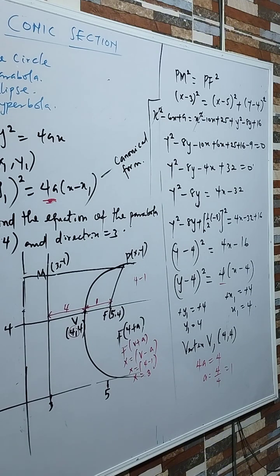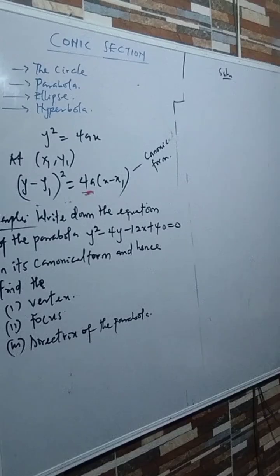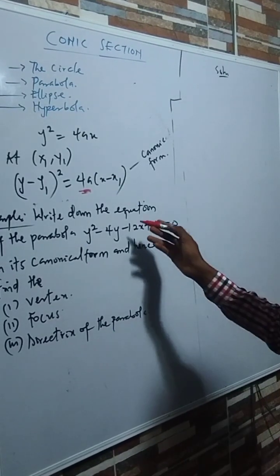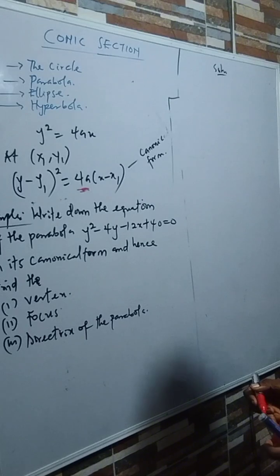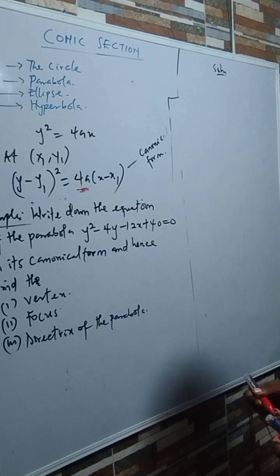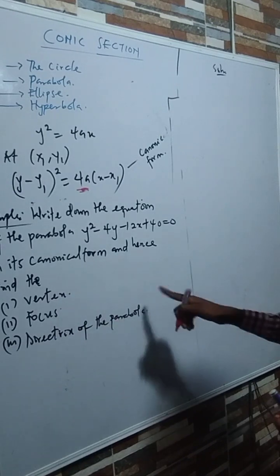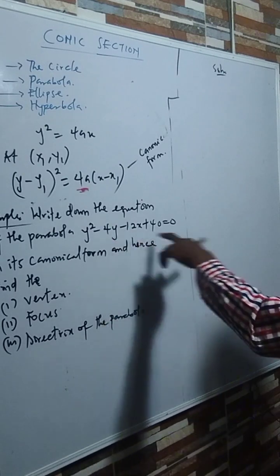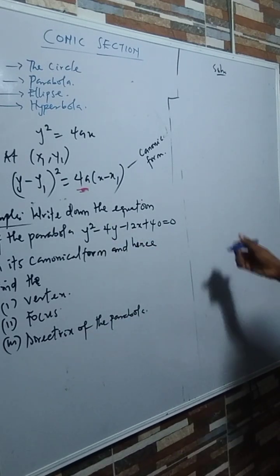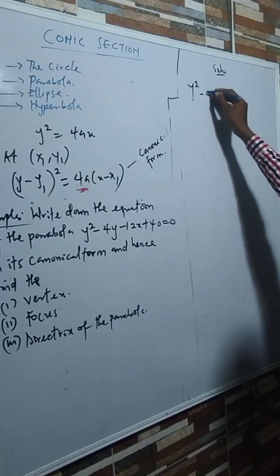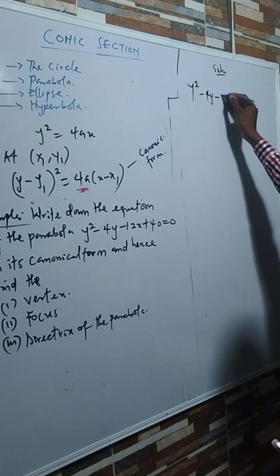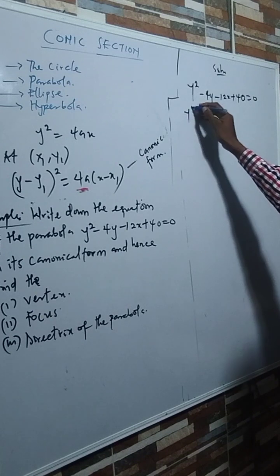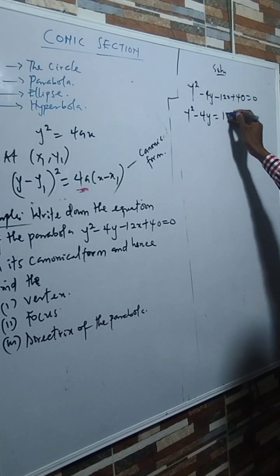So now we have one more example question I'll also be solving. Okay, so we have a question here that says: write down the equation y squared minus 4y minus 12x plus 40 equals to 0 in its canonical form, and find the vertex, the focus, and the directrix of the parabola. So let's try to resolve this into its canonical form. So we are going to have it as y squared minus 4y minus 12x plus 40 equals to 0.